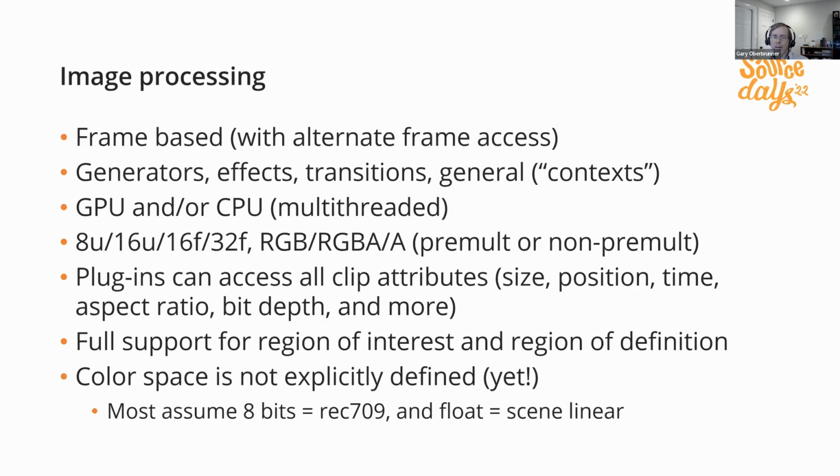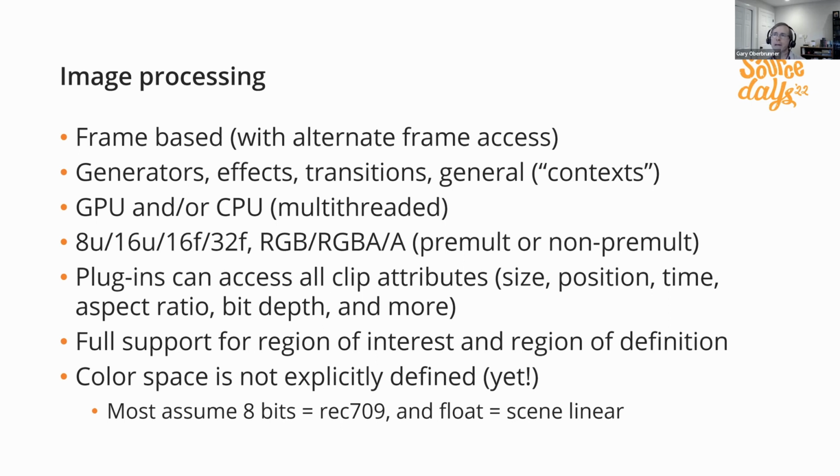So the core of any video API, of course, is images. OFX is frame-based. It does have alternate frame access, so you can get frames before and after. So that supports temporal effects like speed changes. The API supports different contexts for effects to be loaded in. So a generator is an effect with no sources, like a texture generator. A normal effect just takes one input and one output. A transition, of course, is two inputs and one output.